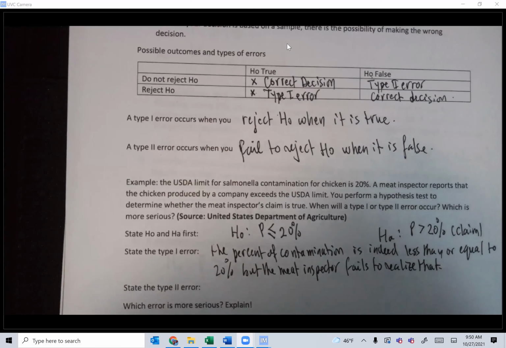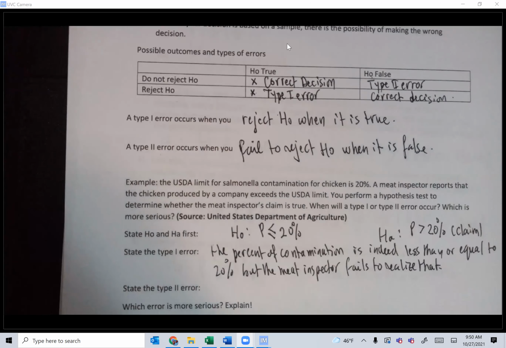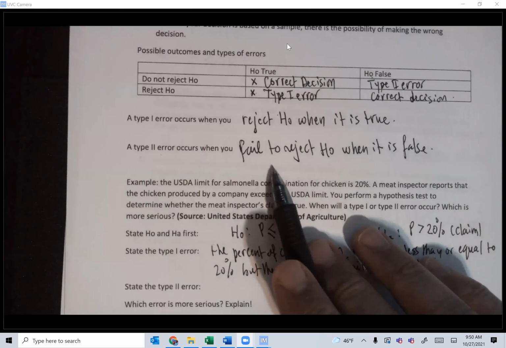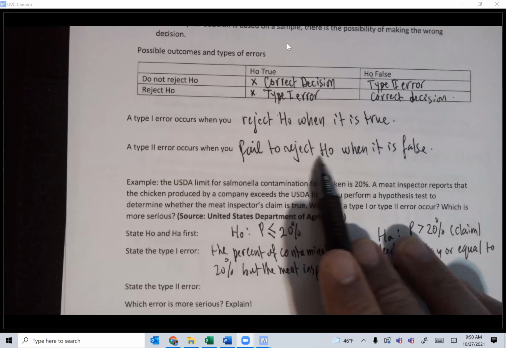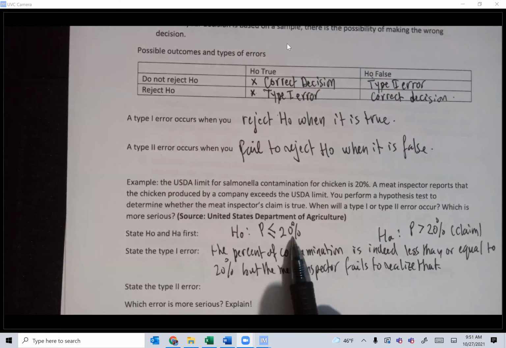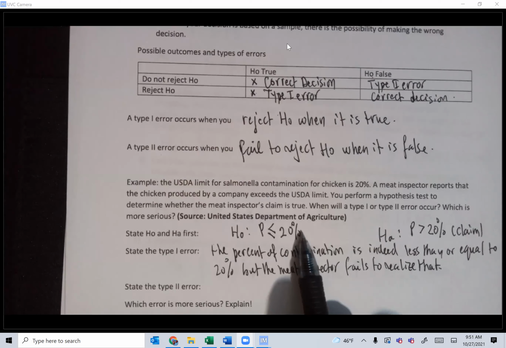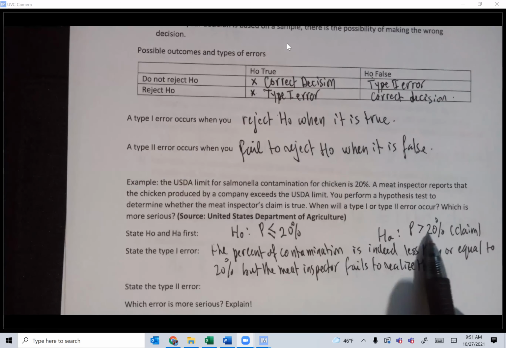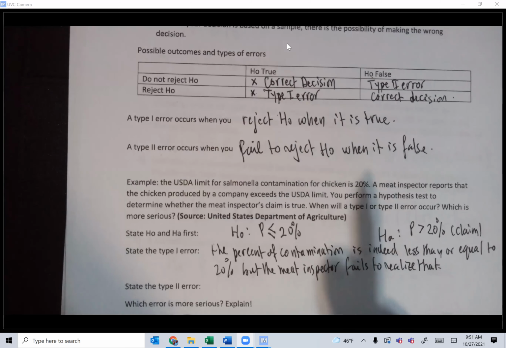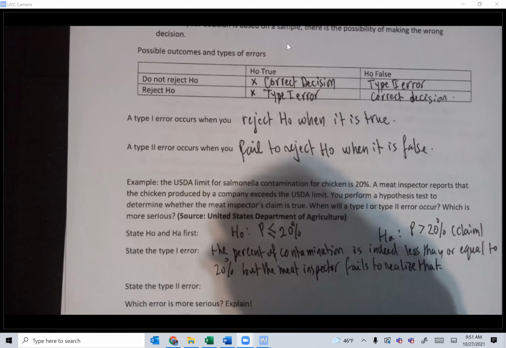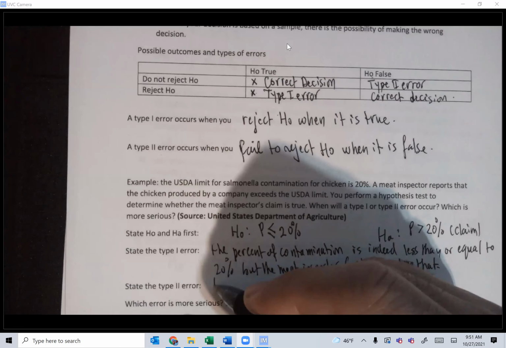Now let's state type 2 error. Type 2 error, guys, is when you fail to reject H0 when it is false. That means H0 is false. If this one is false, that means that one is true. That means the level of contamination is more than 20%, but the meat inspector fails to realize that. So level of contamination.